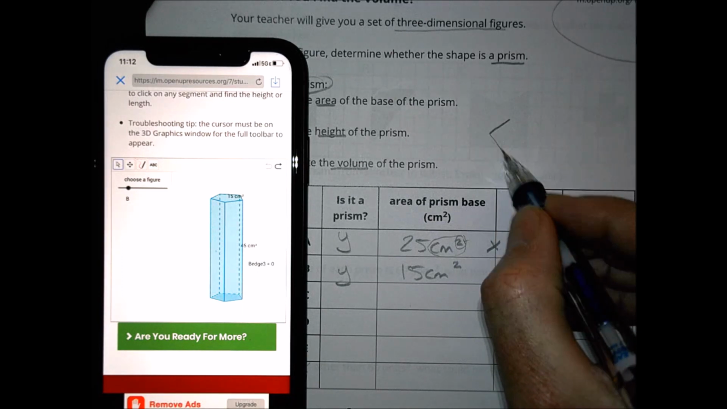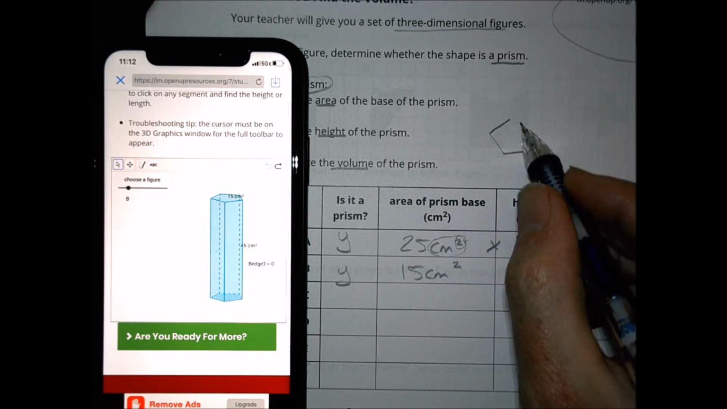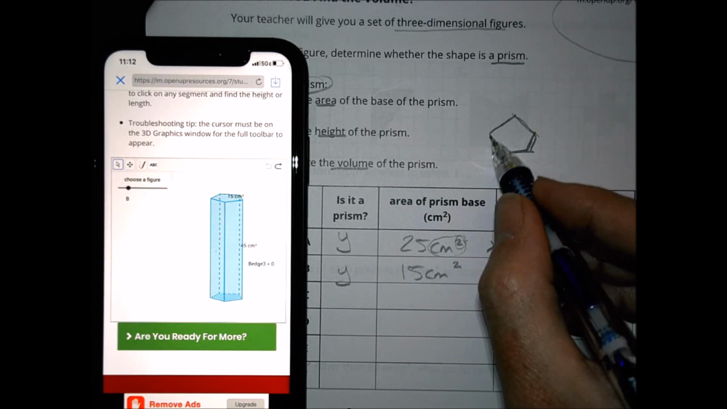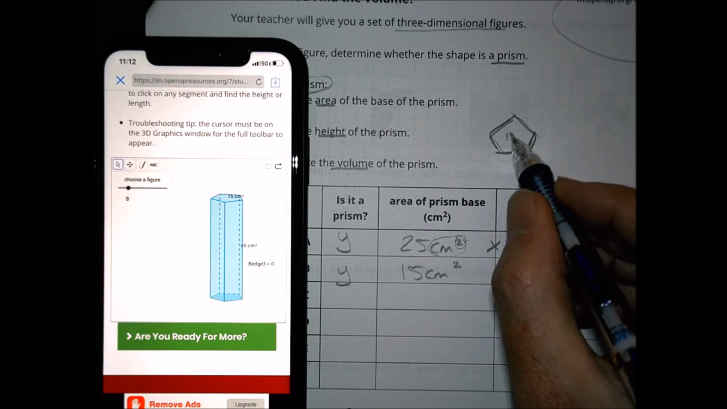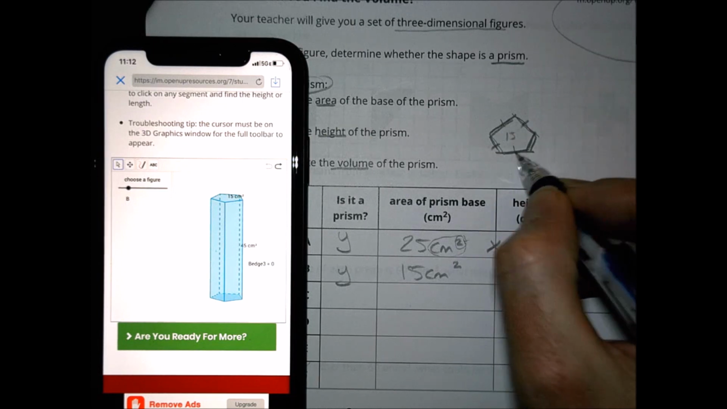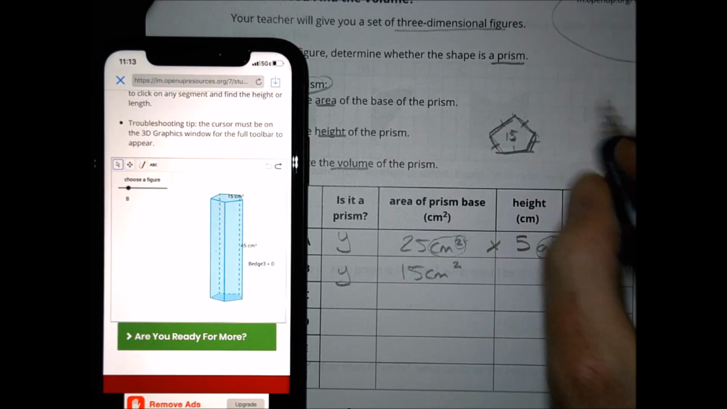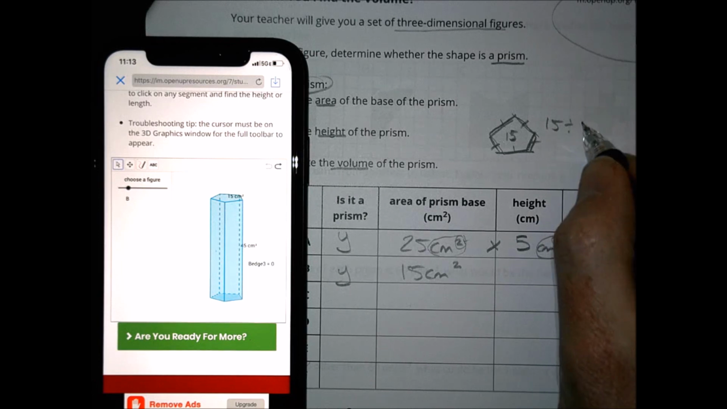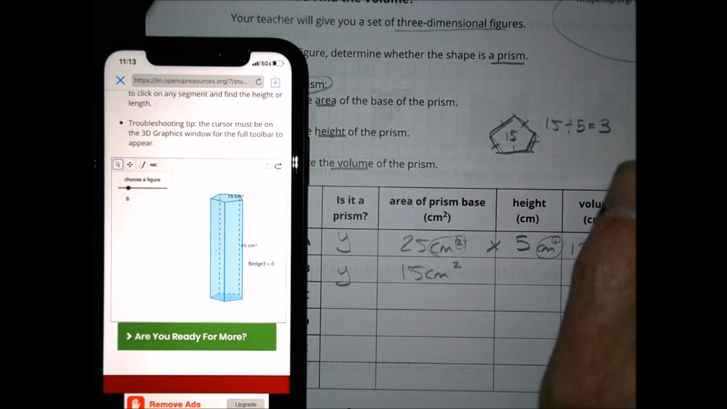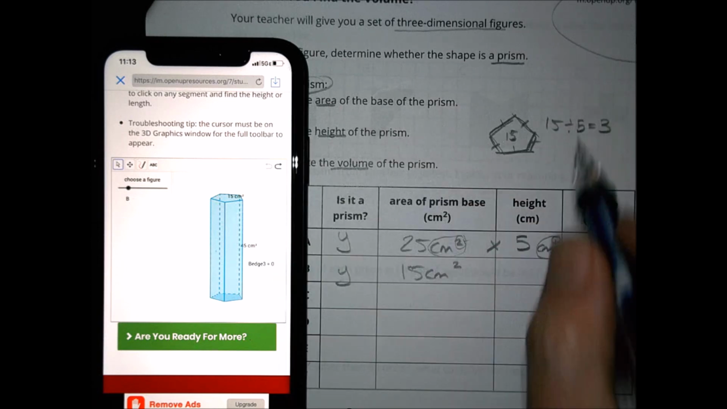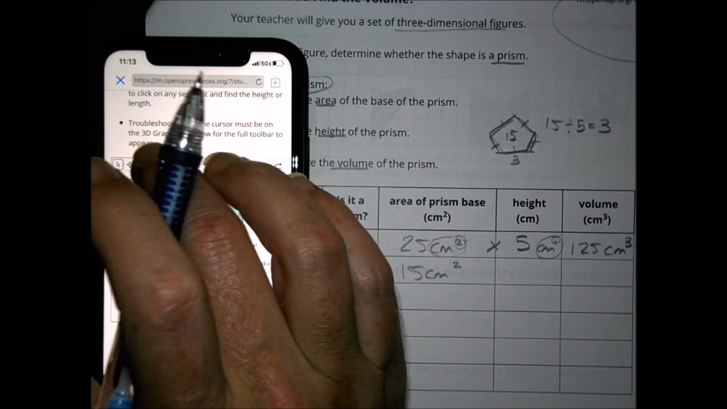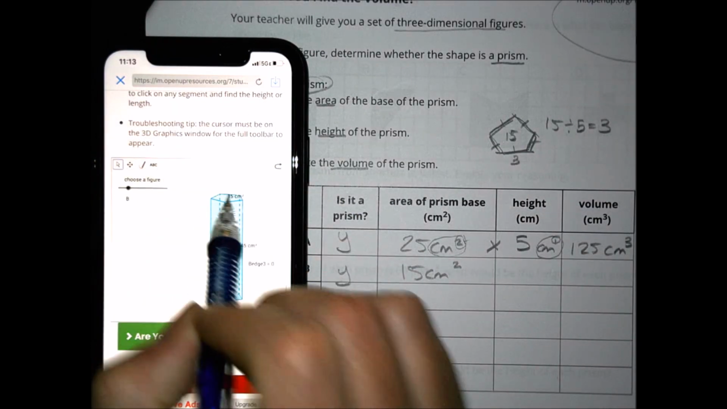The base is a pentagon, right? So we have a pentagon shape like so, and we know that 15 centimeters squared is the area there. But I have 5 different sides there. So let's take our 15 and divide that by 5, and when we do that, we have 3. So what this indicates to me is that the length of one of these sides is going to be a 3. And now if I don't have a choice here, I don't have a way to measure that, so that's going to be a 3.